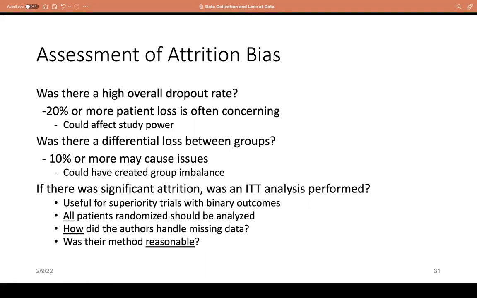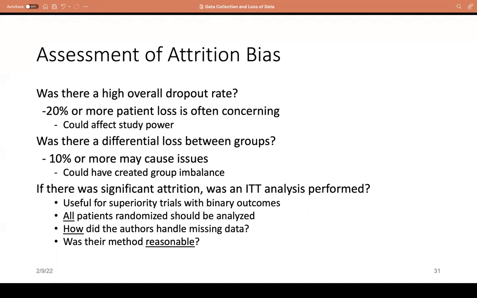So when you're doing your appraisal, what are some of the things you should be looking for? You're going to first look at whether or not there was a high dropout rate. So what was the overall attrition? Basically anything near or above 20% should be fairly concerning and could really affect your study power. As we've talked about several times, you're going to do an a priori power calculation before you do your study, especially for an expensive clinical trial, that says how many people you need to see the difference that you're interested in. So if you're losing that many people, you're going to be pretty concerned about your statistical power.